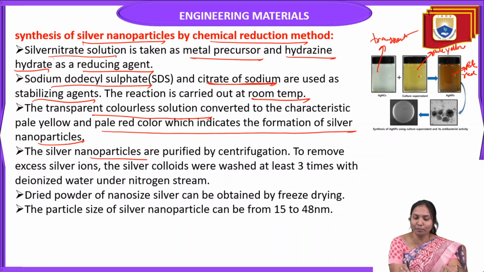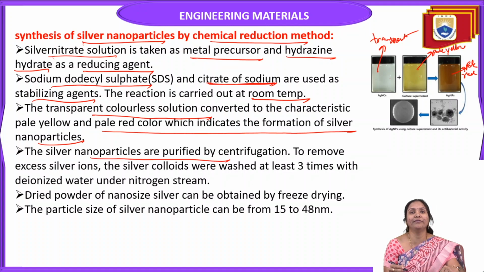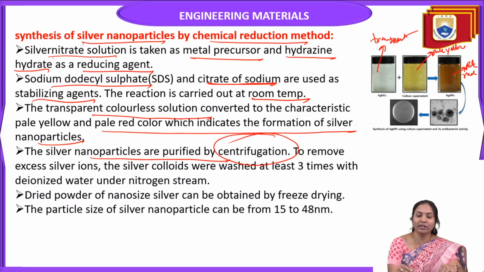Then the silver nanoparticles are purified by centrifugation. Centrifugation means removal of liquids from solid, removal of any other impurities or volatile liquids from solid. So the silver nanoparticles are purified by centrifugation, and to remove excess silver ions, the silver colloids were washed at least 3 times using distilled water under nitrogen stream.